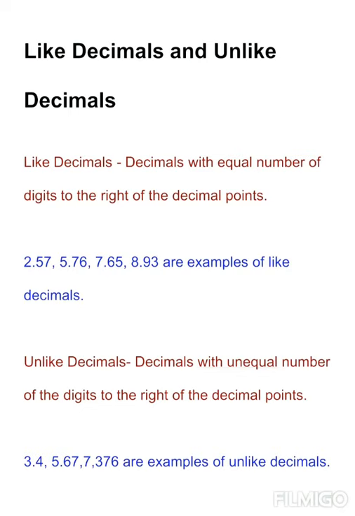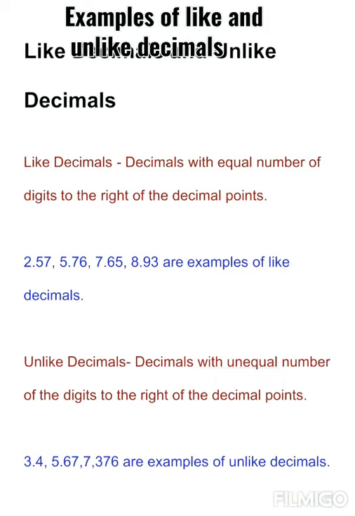Now what are called unlike decimals? Decimals with an unequal number of digits to the right of the decimal point are called unlike decimals. I have written some examples of unlike decimals. You can see after the decimal point the number of digits are different. So you can understand what are like decimals and unlike decimals.